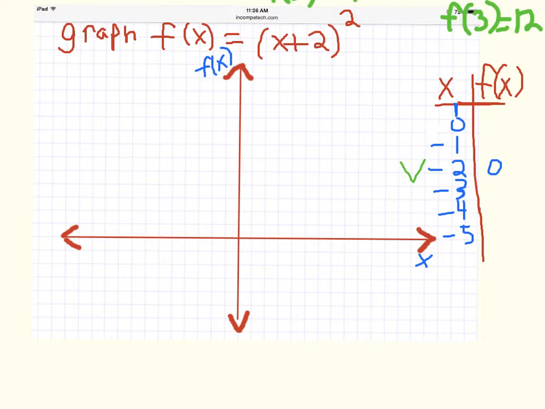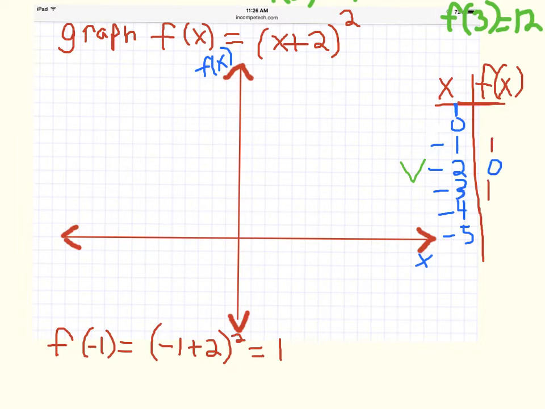And so let's do f of -1. It will be the same as f of -3, and the reason is because when I add -1 to +2 and square it, I'll get +1 squared, which is 1. And when I do f of -3, I'll get -3 plus 2, or -1 squared, which is also 1. So each of these gets the same value for f of x.